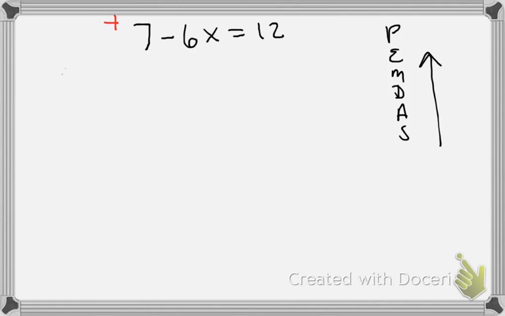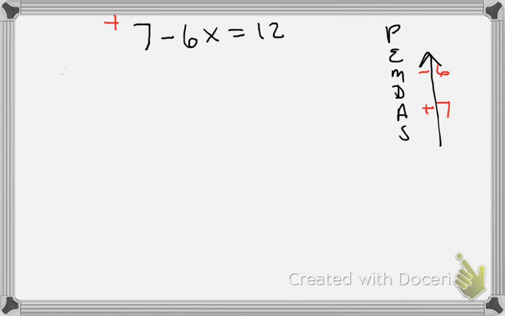The first thing I ask is what's being done to the variable? A lot of kids will say, hey, it's being subtracted by 7. It's not really being subtracted by 7. The negative is with the 6. So it's really being added by 7. So we really say plus 7. And then it's being multiplied by negative 6. This is where people mess up. So this is very important that we go over this.